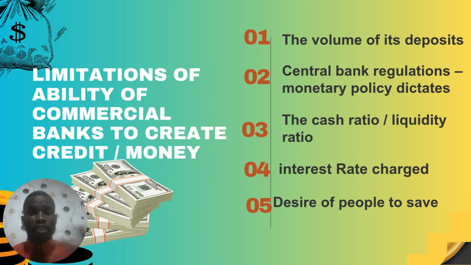Despite the fact that commercial banks have the ability to create money, it also has its own limitations. Limitations or inability of the commercial banks to create money can be through the volume of its deposits. Number two, through central bank regulations, monetary policies dictated by the central bank. The cash ratio or the credit ratio, it depends on the high or the low part. The interest rate charged can limit these commercial banks from creating money, and the desire of people to save can also be a problem.